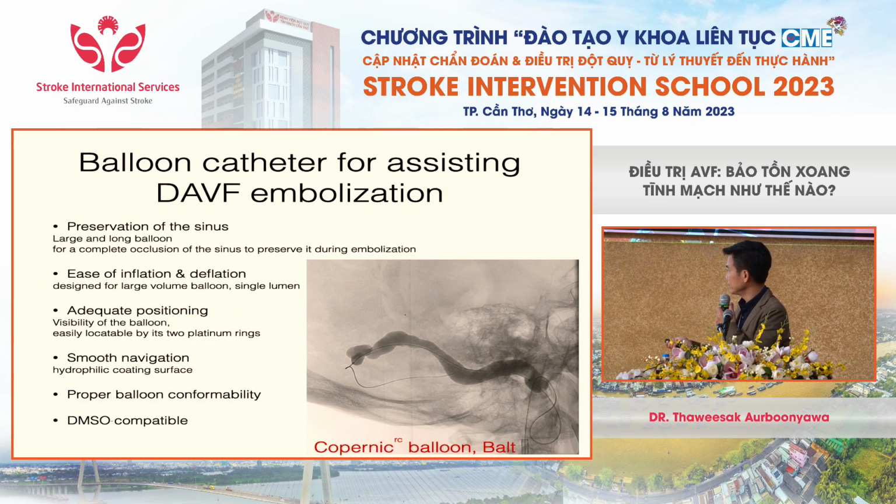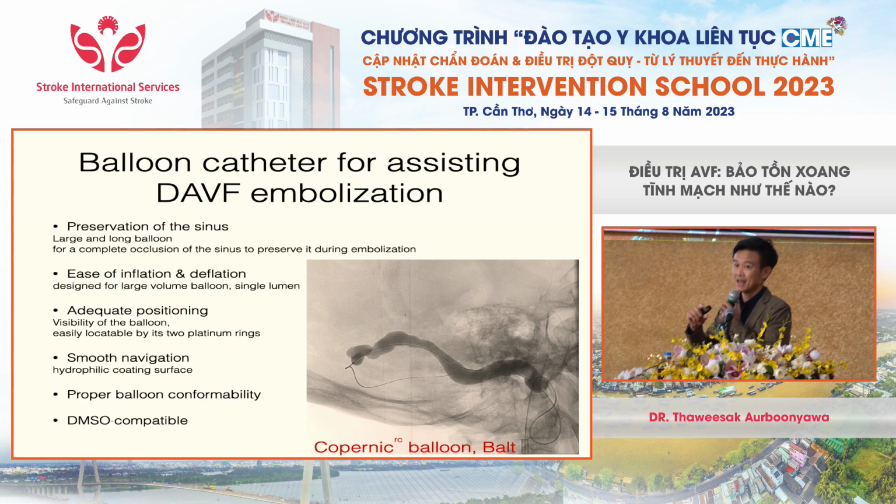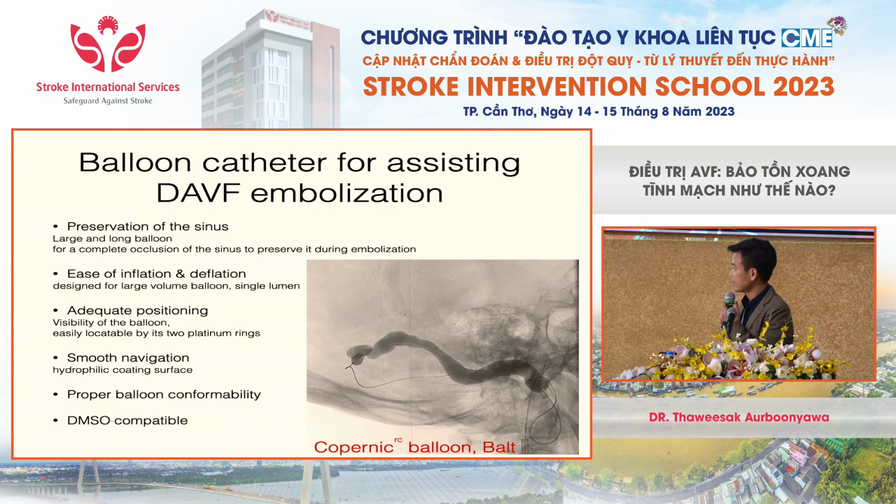Before you do that, you need a balloon that has special characteristics. You need a long and large balloon to blow into the sinus. You need an easy inflation and deflation balloon. You need to place it at the adequate position, otherwise you are not going to cover the major venous drainage of the vein to preserve it. And you need proper balloon conformability. You cannot use a high pressure balloon because it's too stiff and doesn't have good conformability. And also you need it to be DMSO compatible, otherwise you cannot use the non-adhesive liquid material, okay?